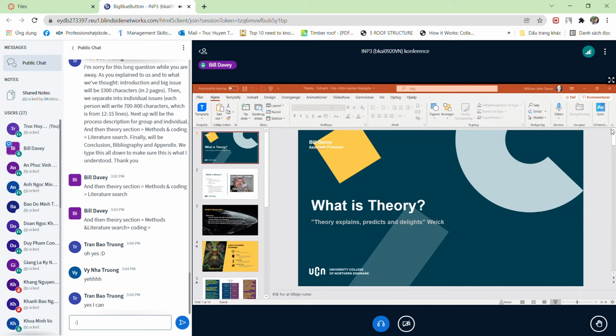Here's an example. Teacher, yes? Are you changing the slide? No, I'm still on the slide which is called What is Theory? Okay.